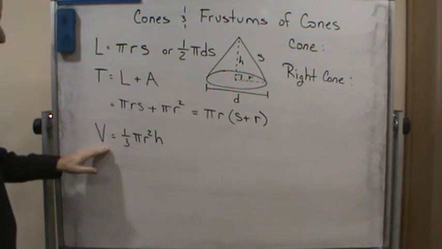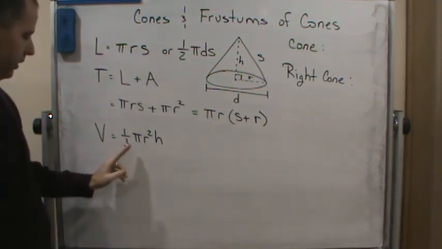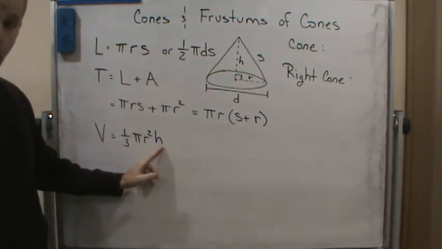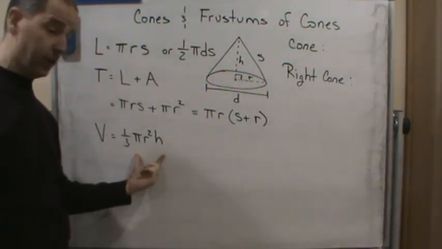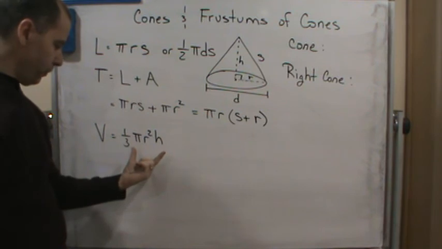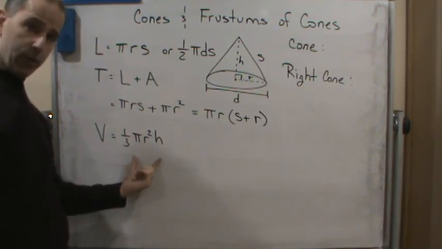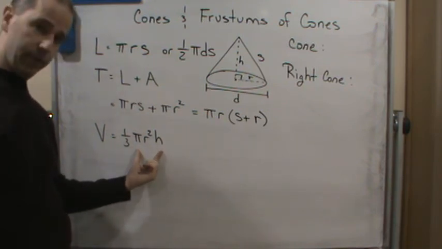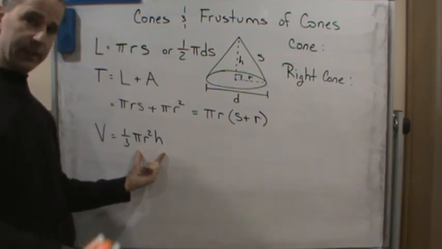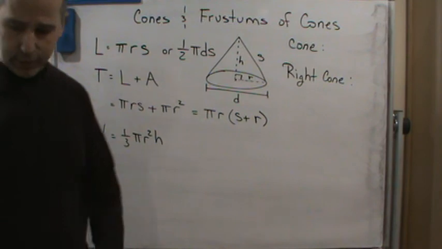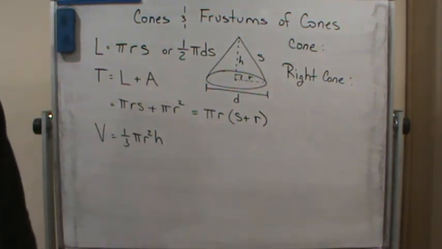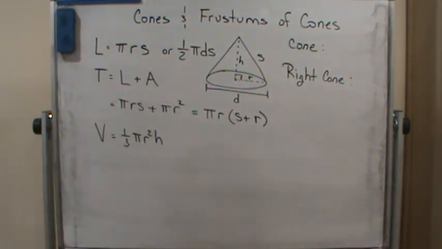And then, of course, the volume of a cone is 1/3 pi r squared h. Or, if you want to think about it, it's just 1/3 the volume of a cylinder. So if you remember it's 1/3 the volume of a cylinder, and you remember the formula for the volume of a cylinder, you're good to go. And that's what we're going to use for dealing with some of the problems we're going to deal with. Okay, have a great day.